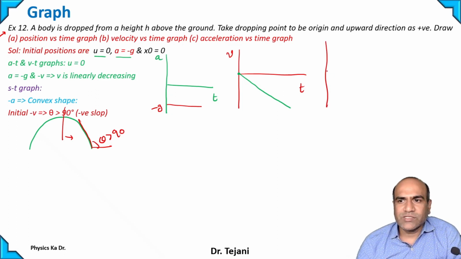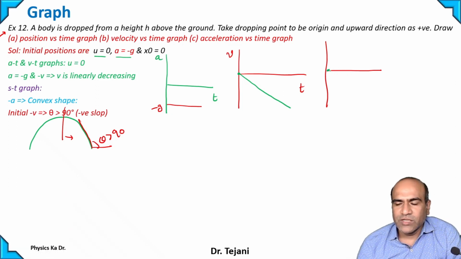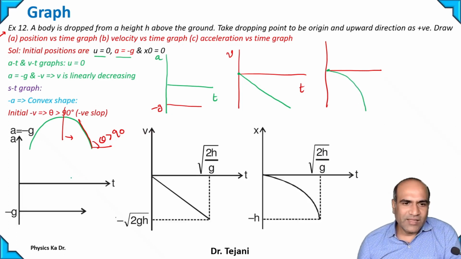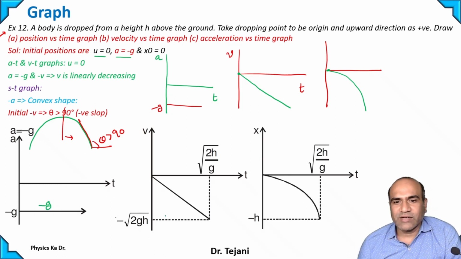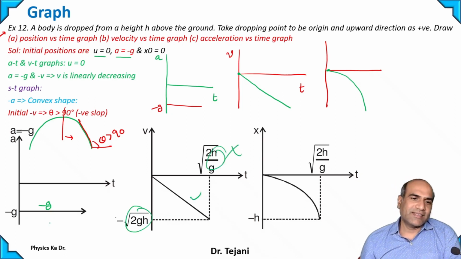It is done. Position is to be taken from this position, and it should go like that. This is the solution. You can compare with this. The first is minus g, then you can compare. This one is not required as of now. We just need the shape, and this is it.